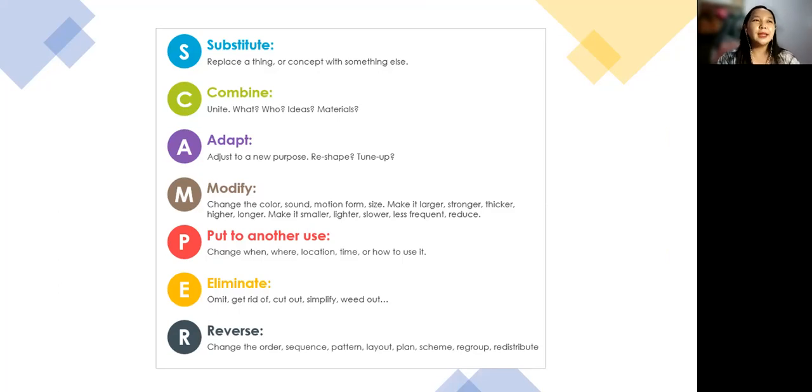Okay. Third one is adopt. Adjust on your purpose, reshape, tune up. So, think about what could be adopted from products or services that already exist. So many successful businesses are founded on the concept of adaptation. It is a popular innovation strategy that can be just as effective and much more likely in the real world than business opportunities that are a result of radical innovation.